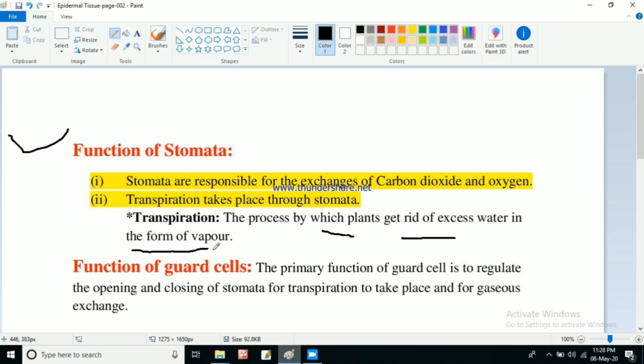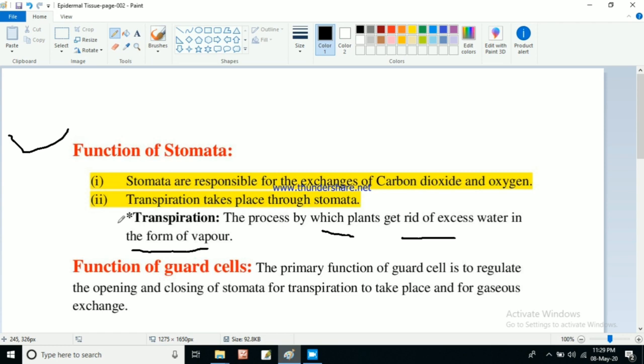If plants contain excess water, that water has to be excreted from the plant body. So by this transpiration process, plants get rid of this excess water. So the process by which plants get rid of excess water in the form of vapor. So the plant will lose this water in the form of vapor, means that excess water will be lost by the plant in the form of vapor.